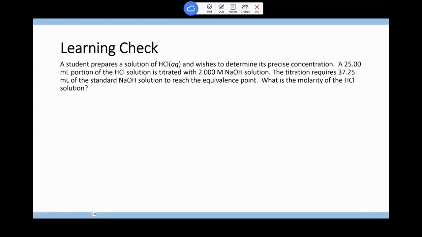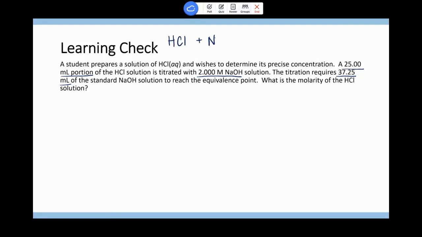So it's a titration question. A student prepares a solution of HCl. So we've got a strong acid in water. We want to know the concentration of that strong acid. We have a 25 milliliter portion of the HCl solution. So we know the volume of our solution with unknown concentration. We don't know the concentration. But it's titrated with a 2 molar sodium hydroxide solution. And of that 2 molar solution, we use 37.25 milliliters. And then we're looking for the molarity of HCl.